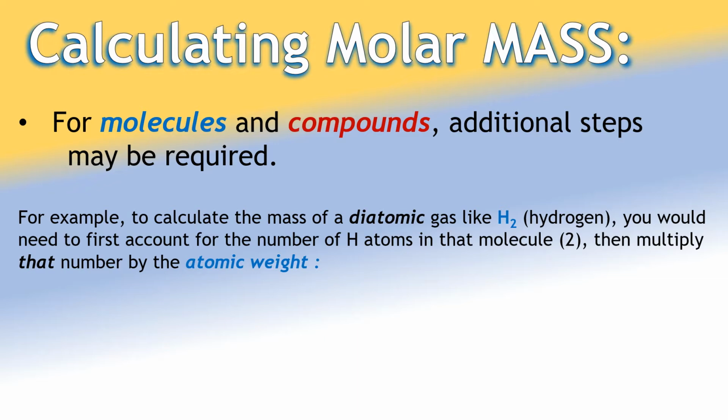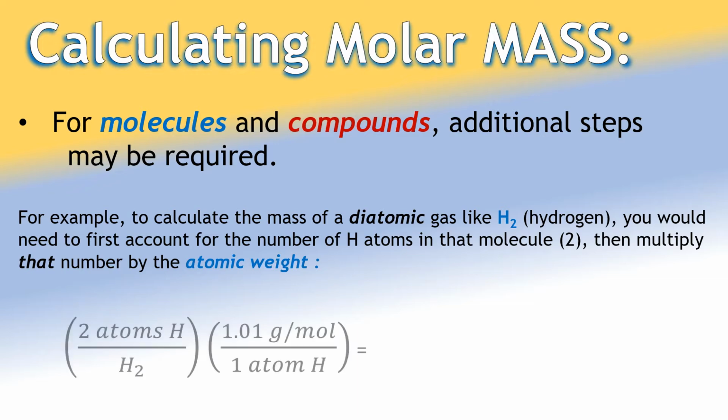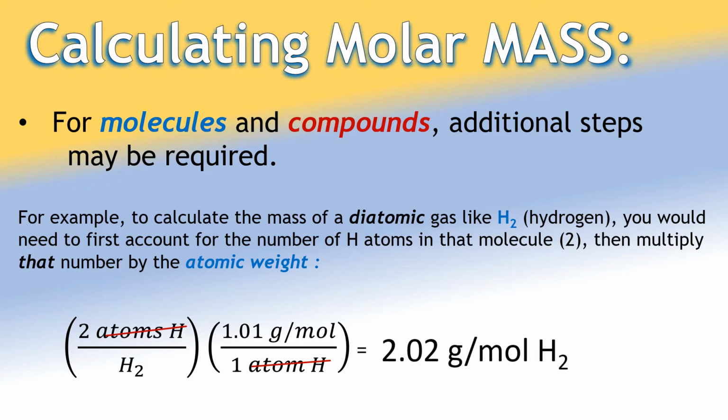And so what we have to do is take the atomic weight of hydrogen and multiply it by 2. For every H2 molecule, there's 2 atoms of hydrogen. So we cancel out the atoms of hydrogen, we multiply across, and we see it's 2 times 1.01 grams per mole. And so for H2, for the hydrogen gas that's in the diatomic state, it's not 1.01 grams per mole, it's 2.02 grams per mole of H2.